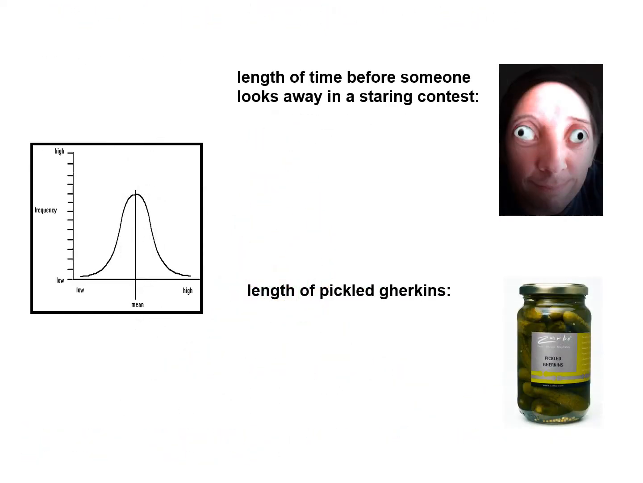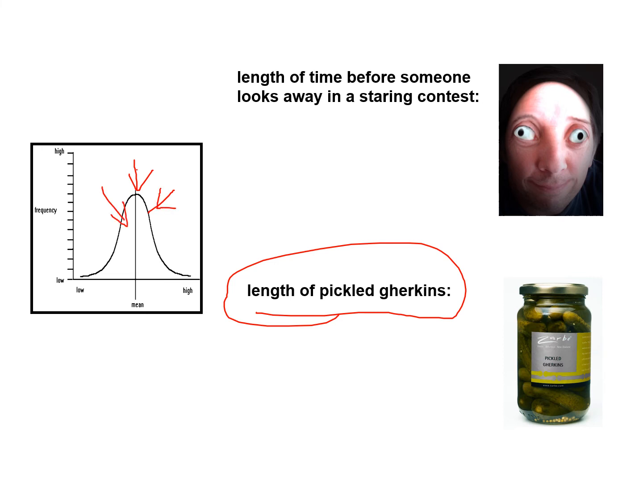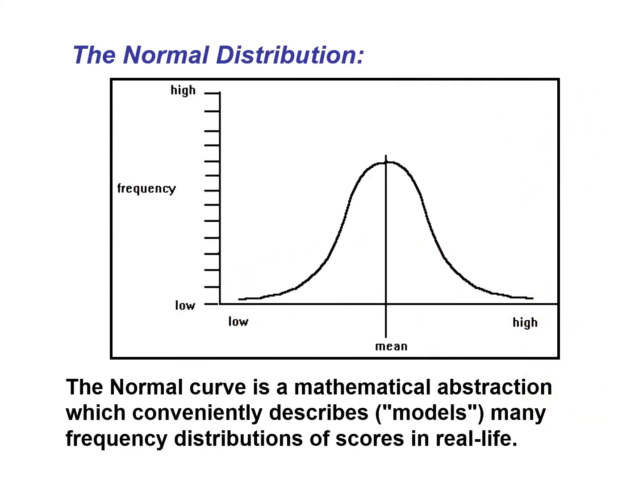Okay, a couple more quick examples before we go on and describe what a normal data set is. So length of time before someone looks away in a staring contest, length of pickled gherkins. If you measure them, the mean length will be right there in the middle, and some of them will be bigger and some of them will be smaller, but they'll be about the same that are bigger and about the same that are smaller. They'll fall away symmetrically if you put them in a histogram. Here we go. We kind of understand what type of data set we'd be measuring that would have a normal distribution now, hopefully.